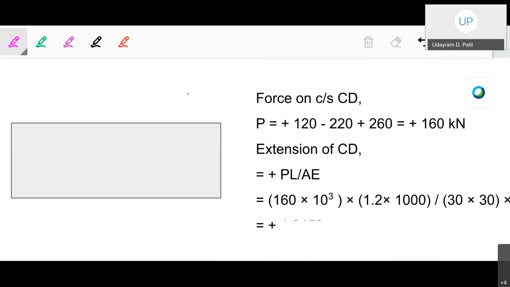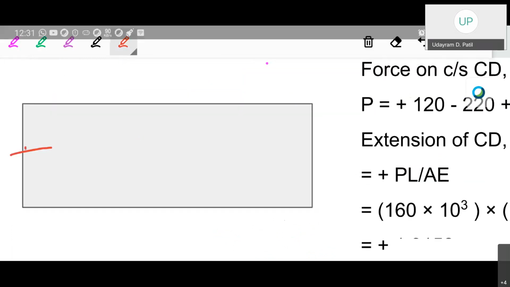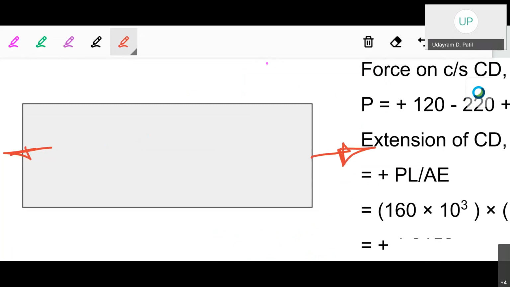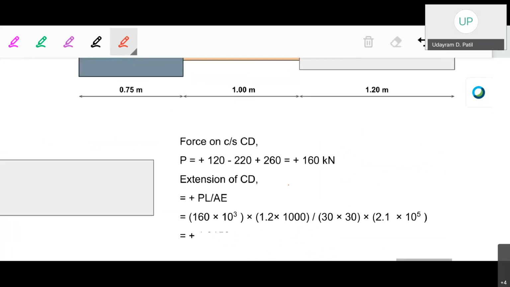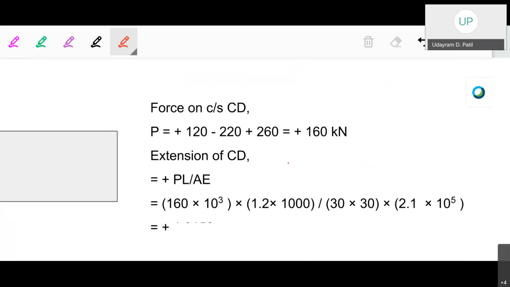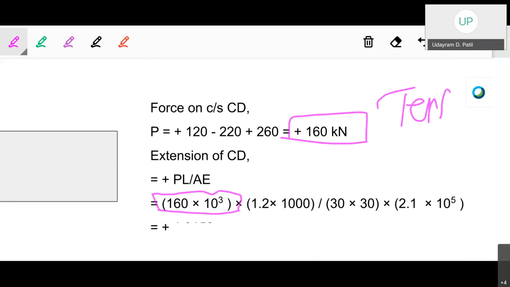Okay, so the force on the particular section CD is 160 kilonewton. As the force is positive, the force will be applied like this, therefore it is a tensional type force. Tension means the CD will not contract, rather it will extend, as the force is of the tensile nature. Therefore for the extension of the CD, again putting in the formula PL upon A, we have the value of P as a positive 160 multiplied by 10 raised to 3, as it is the tensile force.